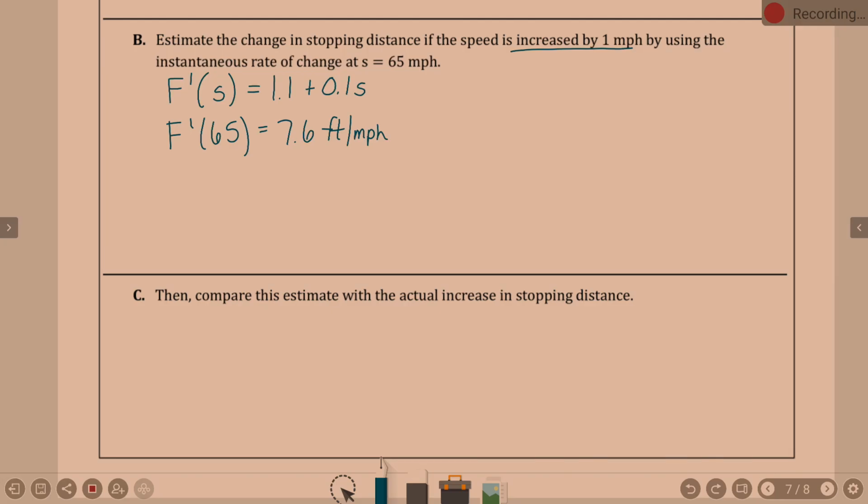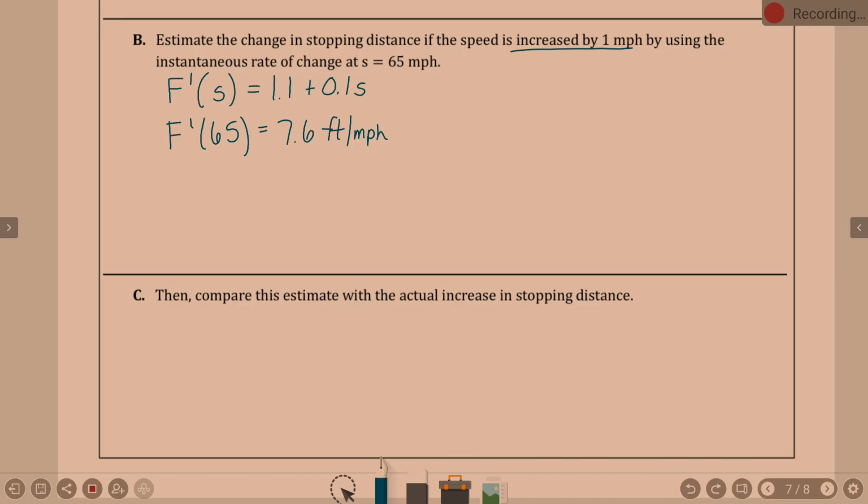Yes. Now, part C: compare this estimate with the actual increase in stopping distance. It's just 0.03. And so with that in mind, we're looking at the 7.65 as opposed to 7.6. When you increase your speed to 66 miles per hour, your stopping distance increases by about 8 feet.